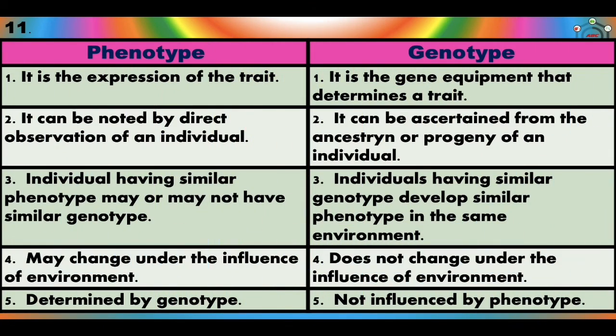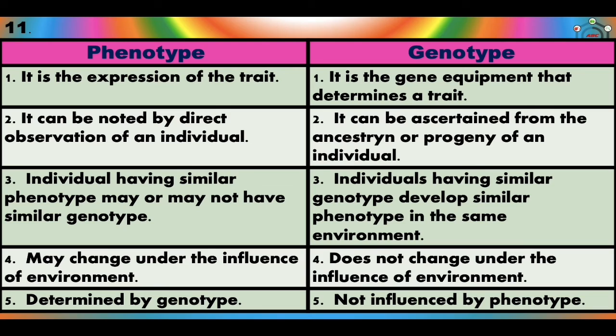Now, the phenotype and genotype. So what is phenotype and what is genotype? Phenotype is the expression of the trait, while the genotype is the gene equipment that determines a trait. Phenotype can be noted by the direct observation of an individual, while the genotype can be ascertained from the ancestry or progeny of an individual.